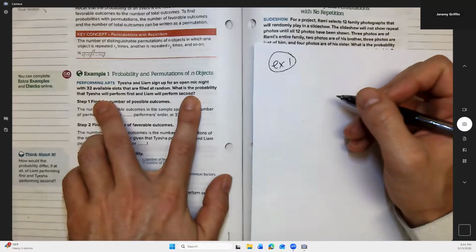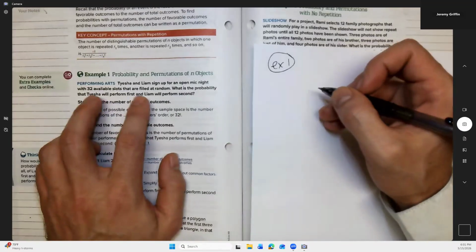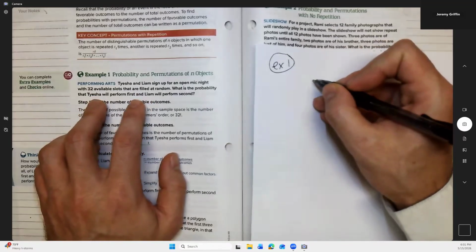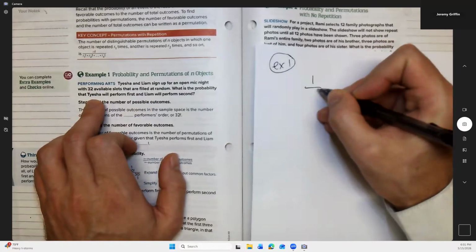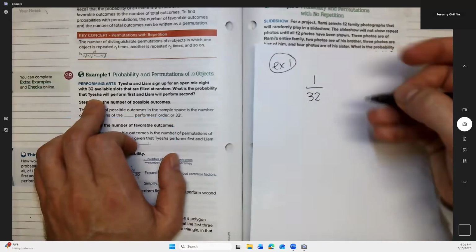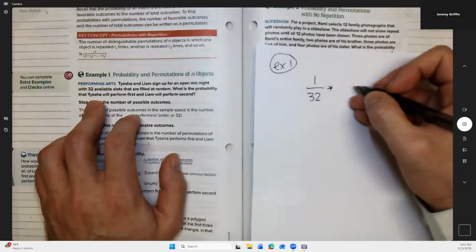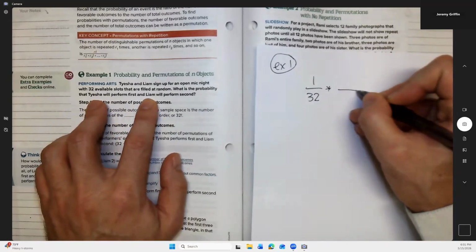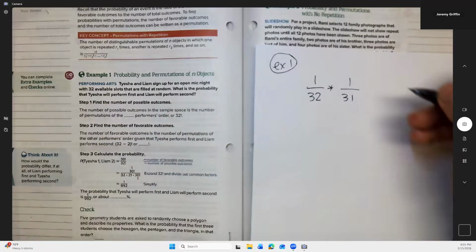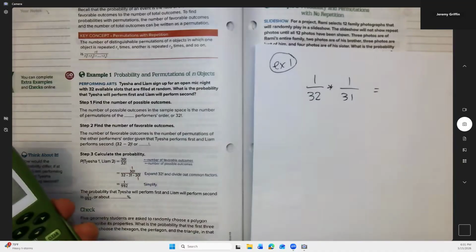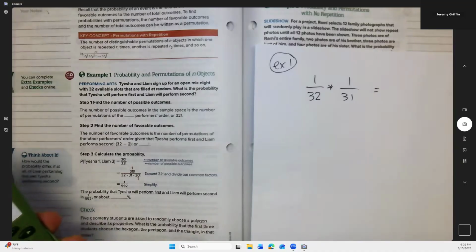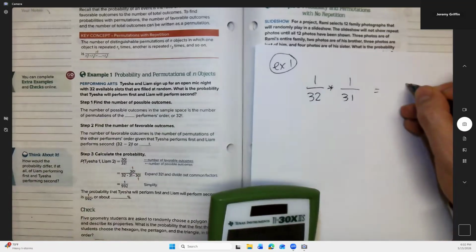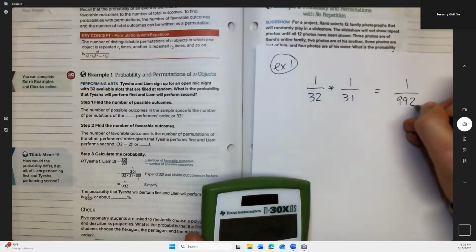If we're looking for specific orders for each of these individuals, and there's 32 slots, I'd say the chance that Taisha is first is 1 out of 32. Supposing she secures that position, how about Liam being second specifically? Now there are 31 available slots, so it'd be 1 in 31. Let's multiply this out. This would be 32 times 31. I'm looking at 1 out of 992.